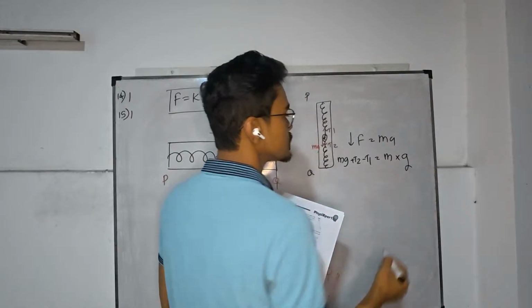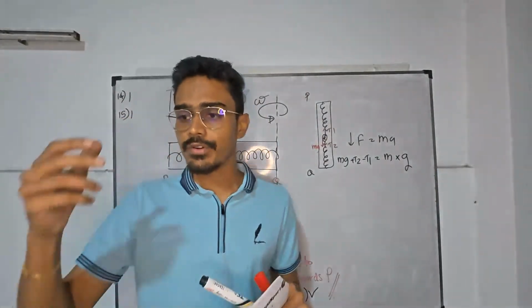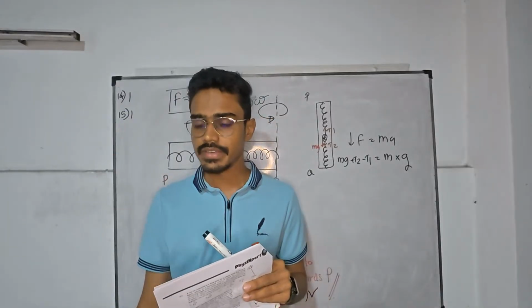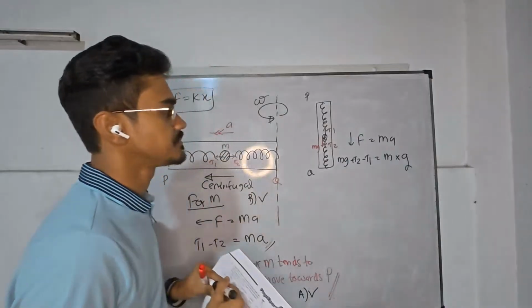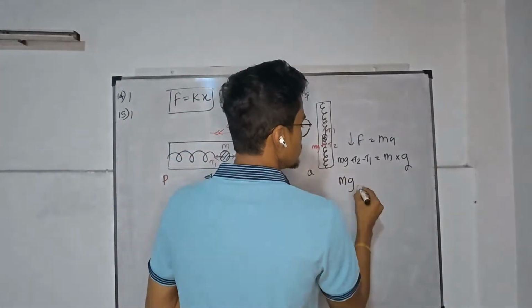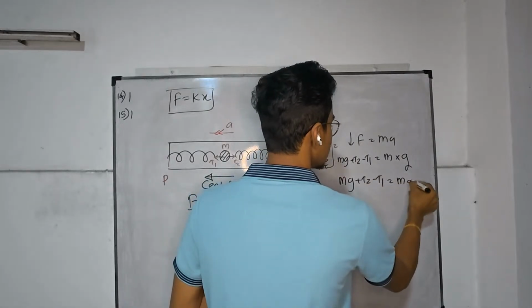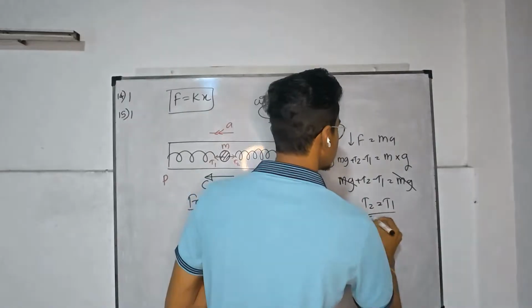A is also g, because that is moving under gravity. If anything falls under gravity, it falls under gravitational acceleration. So that is g. Simplify this. Mg plus T2 minus T1 equals Mg. These two cancel. So it gives T2 equals T1.